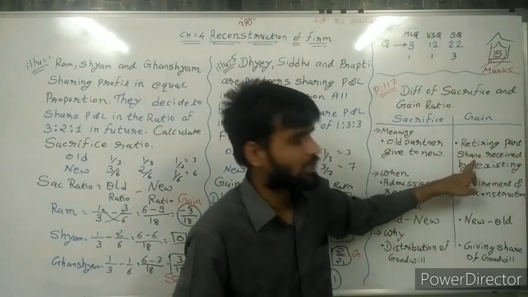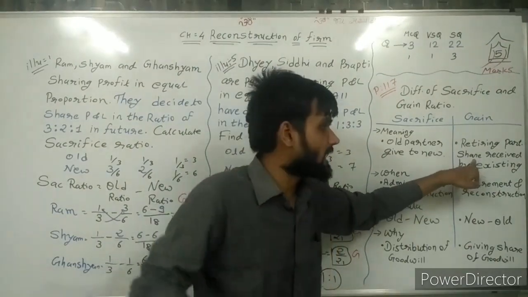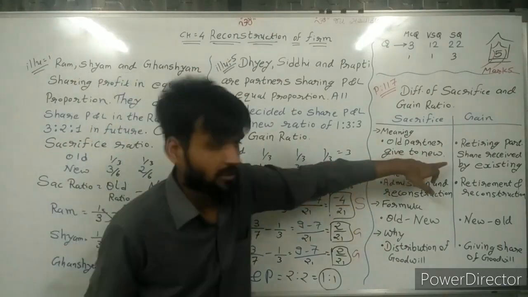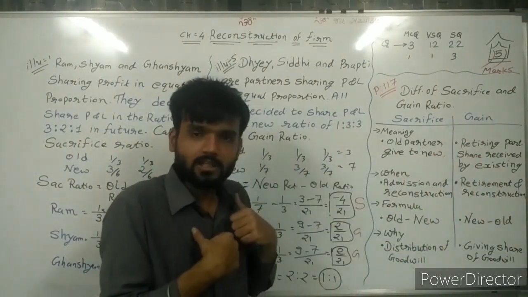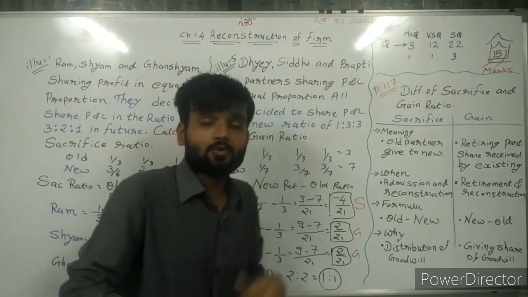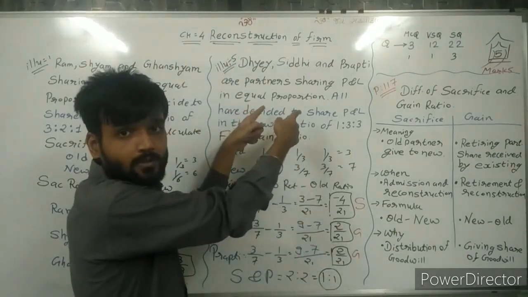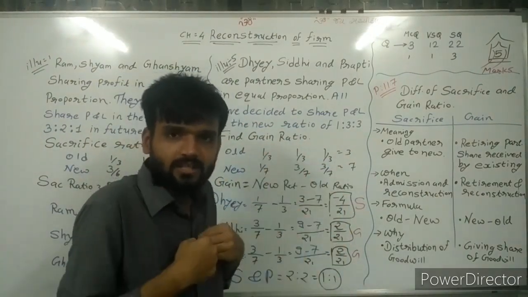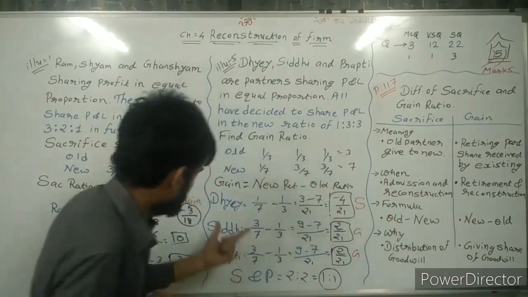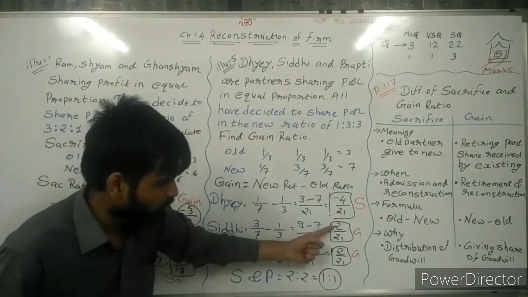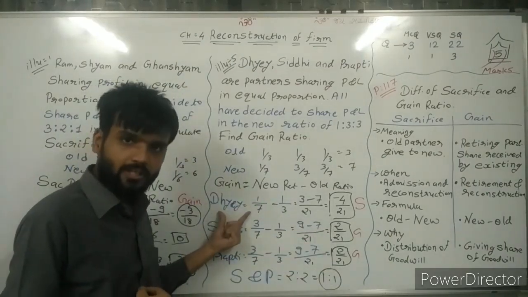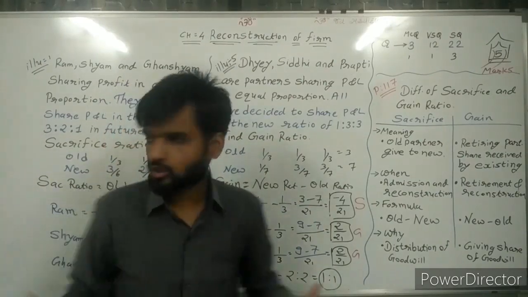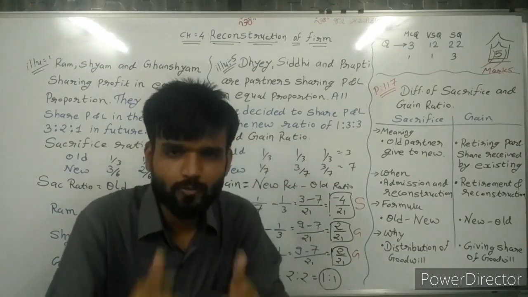So the retiring partner's share received by the existing partners is called gain. Suppose one partner is retiring and the other partners are gaining, that is gain ratio. The second situation is a reconstruction like this. Only the P&L ratio changes, and due to that an existing partner gets something from another partner. So here Siddhi and Prapti get 2 upon 21, 2 upon 21 from them. So this is also gaining. So in two situations, because of reconstruction, gain and sacrifice should be there.